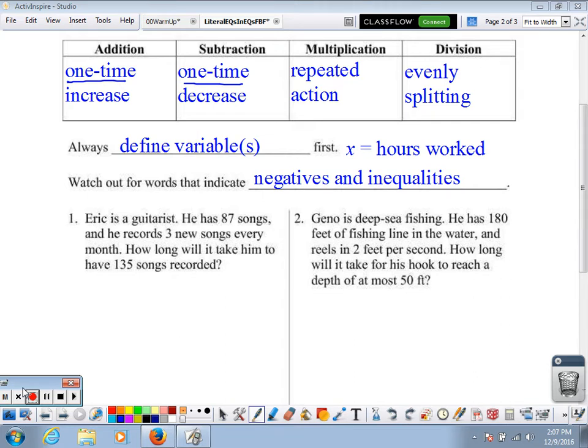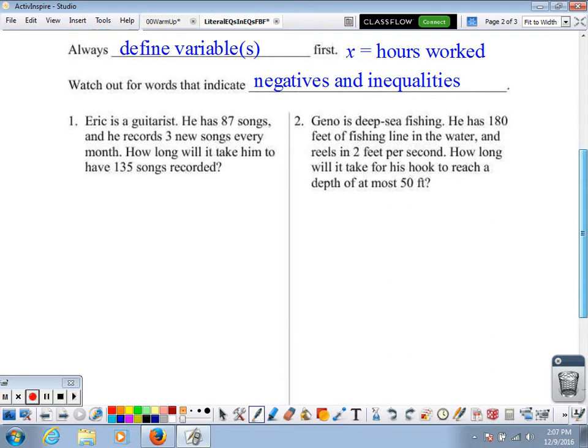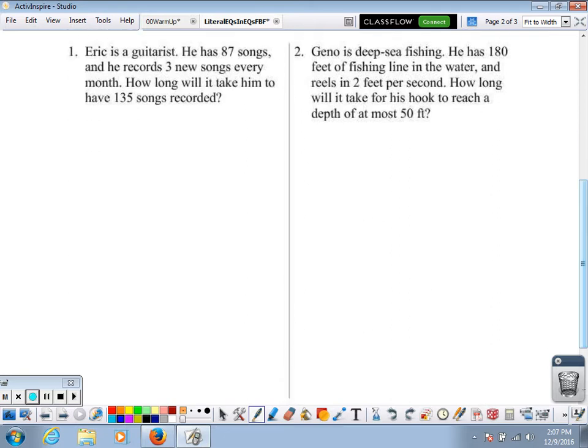Okay, so let's read through these, and we're going to read through each one 3 times. The first time we read through, the only thing we care about is a variable. So let's read that first one, and let's think about a variable in that story. Eric is a guitarist. He has 87 songs, and he records 3 new songs every month. How long will it take him to have 135 songs recorded?